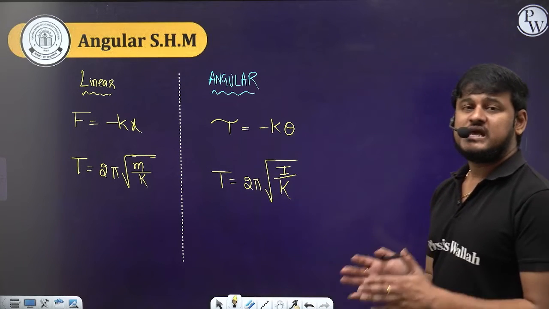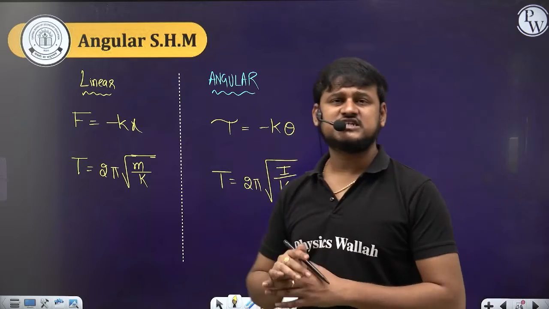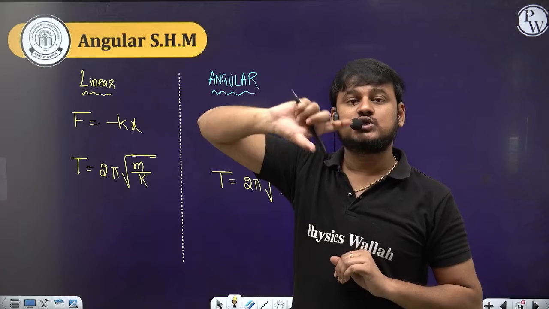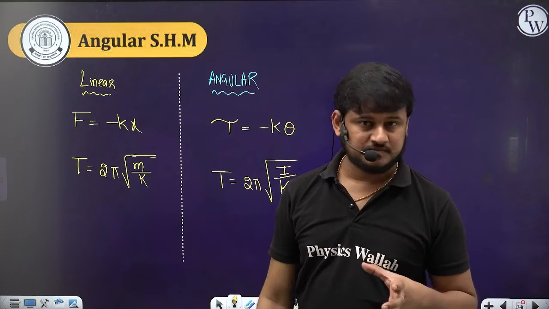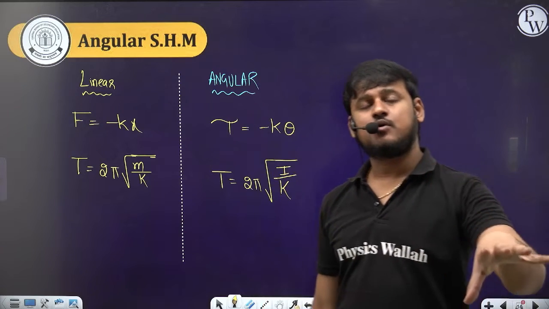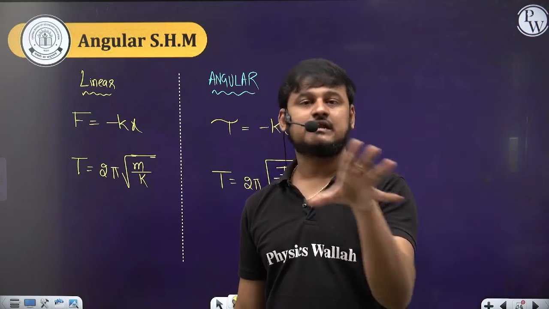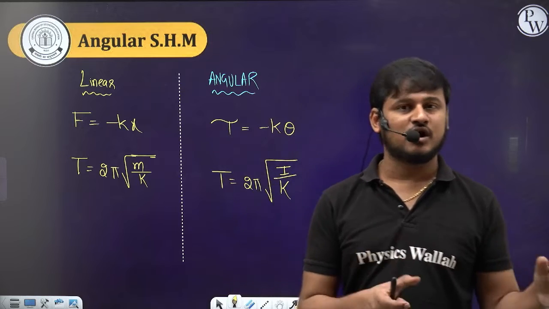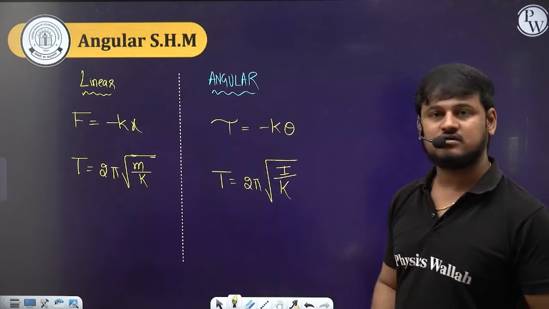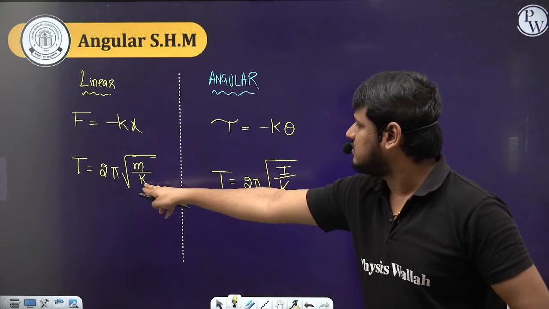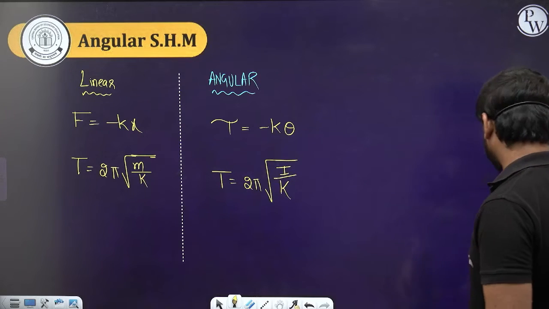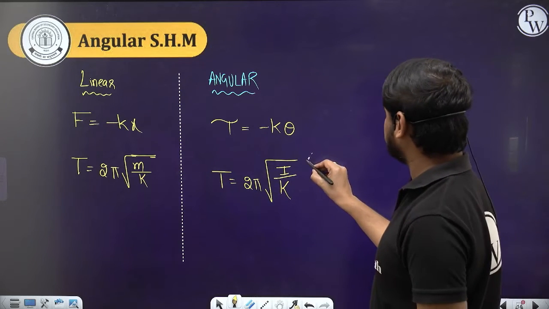Understood? Any body in angular S.H.M means the body which is rotating. So there the torque comes into action. If the torque comes into action, displace the body from its mean position, then represent the net torque acting on the body as minus k theta. In place of this k, just substitute whatever you got in the question. We will see a question based on that so that you will understand clearly. So just note this down.